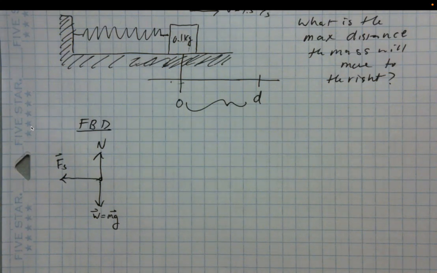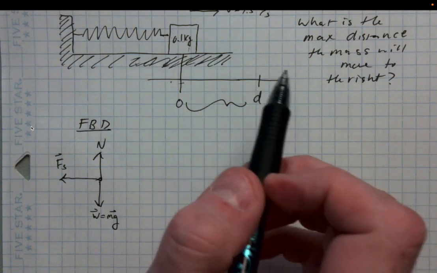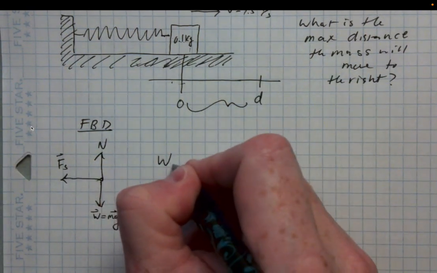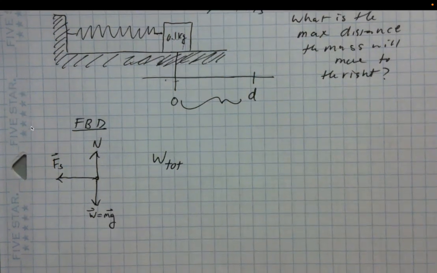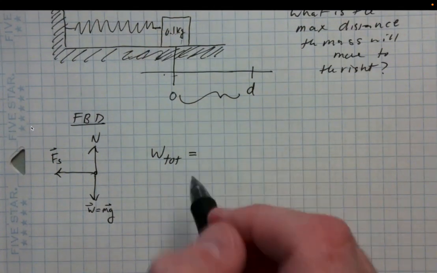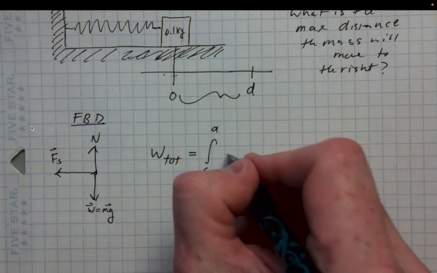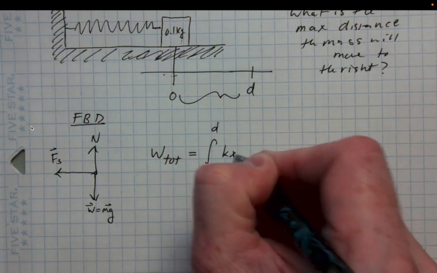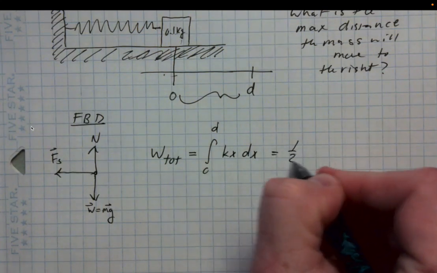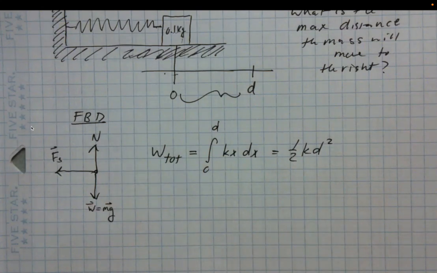All right, so what is the total work? As the mass moves from 0 up to D, there is going to be some amount of work done on the spring. So what does that work look like? We just talked about this. We know that the total work done here is the integral from 0 up to d of kx dx. Okay, and so we know it's 1/2 kd squared. You can do that integral and you can see that that's the work.